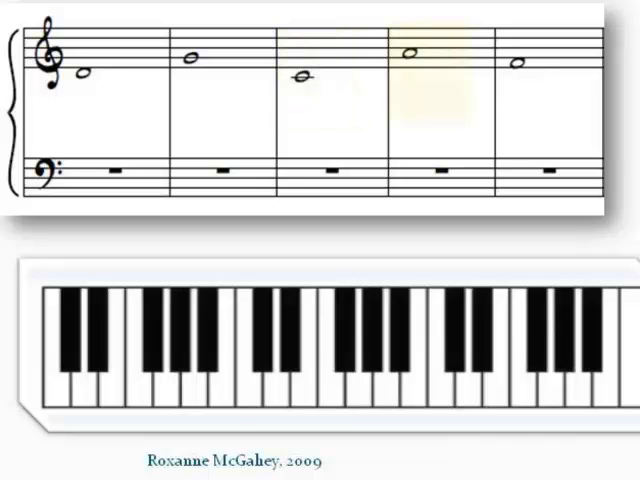What would be a chromatic half step above A? It would be A sharp. Again, we need the same or the common letter name. A chromatic half step or semitone below A would be A flat.